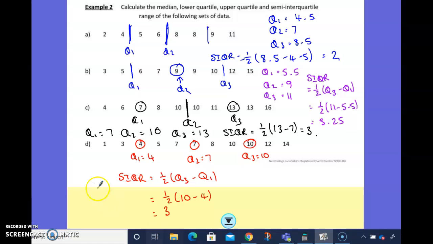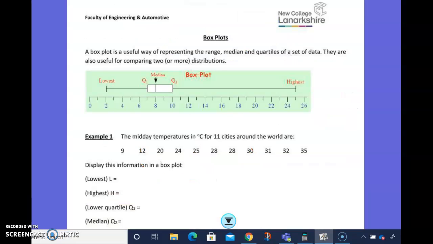Okay, let's look where we can use our semi-interquartile range and our quartiles then. We're going to have a look at a statistical diagram that we can use with these as well, and that is a box plot.